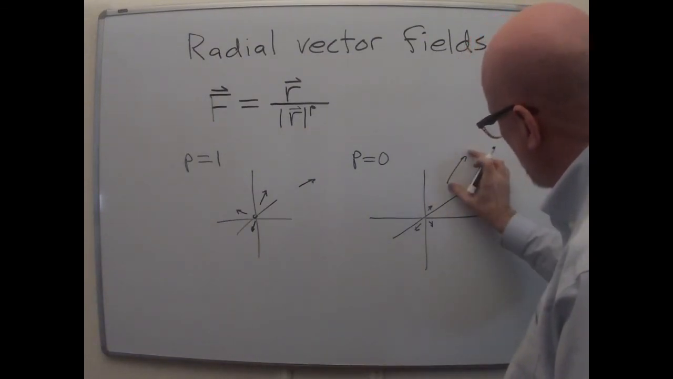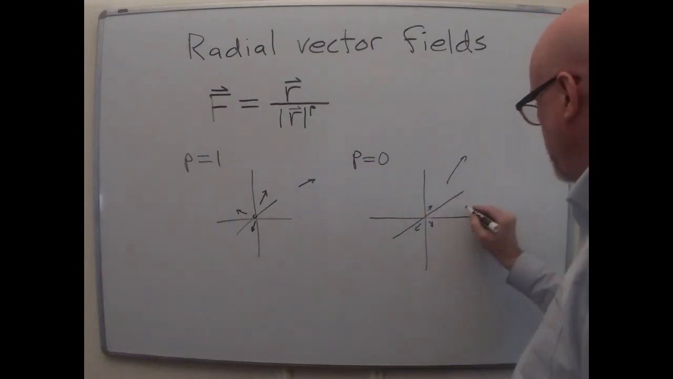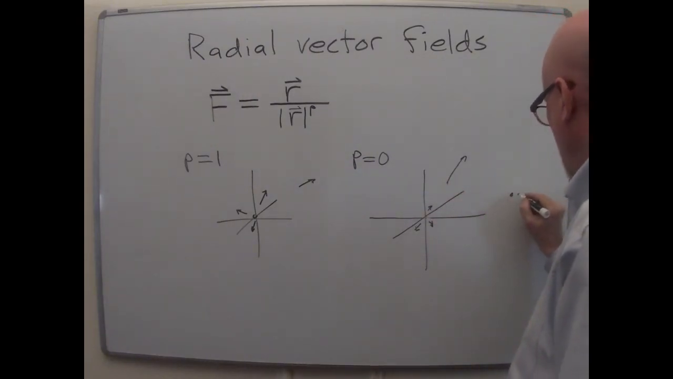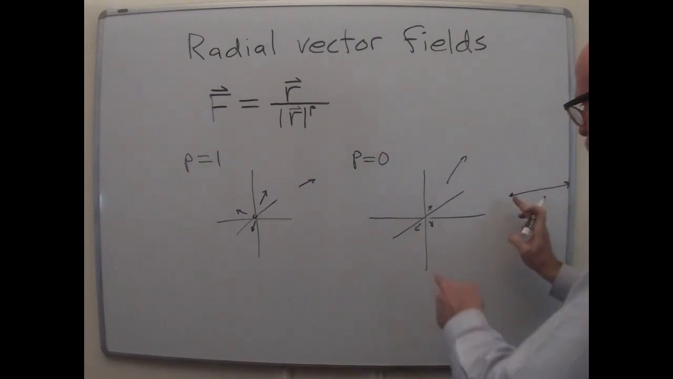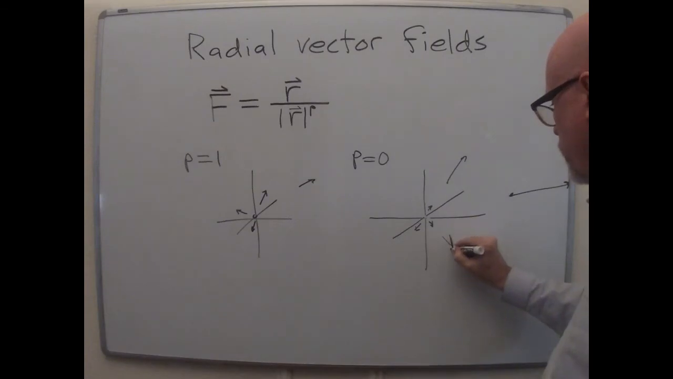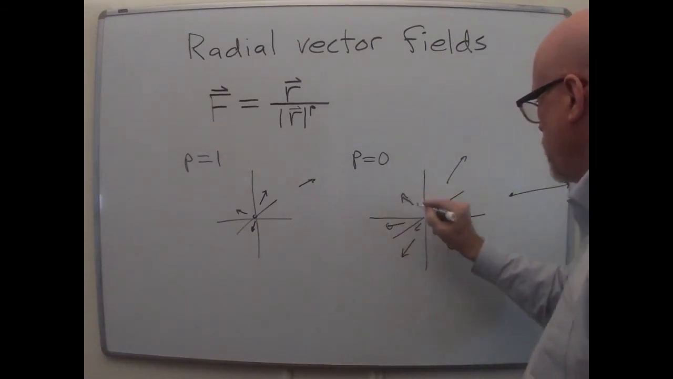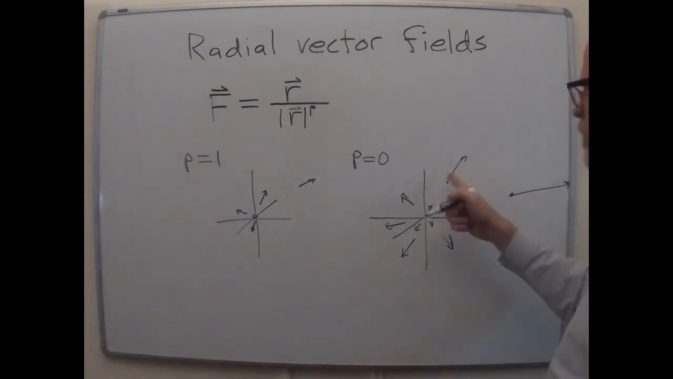The length of the vector is actually itself. It's the position of its tail. So if I'm out here, I would have a vector that went right off the board because it would be this long. So anyway, the vectors get longer as you go away from the center. That's the idea. There's a pretty good 3D graphic of this explosion vector field in the book.